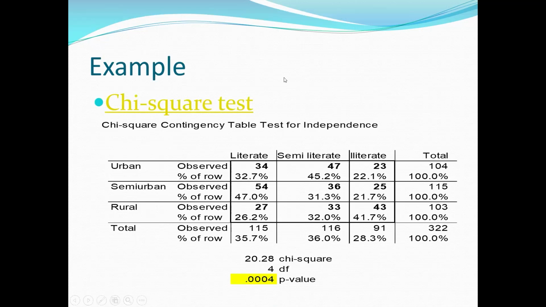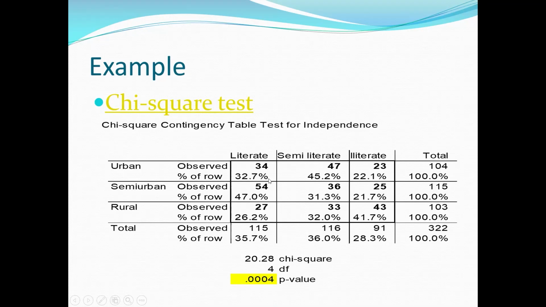Here in the rows, urban people, semi-urban people, rural people. Columns: literate, semi-literate, illiterate. Out of 104 urban people, 34 are literate, 47 semi-literate, 23 illiterate. Semi-urban, 115 people, 54 are literate, and 36 semi-literate, and so on. Rural people, 27 are literate out of 103.